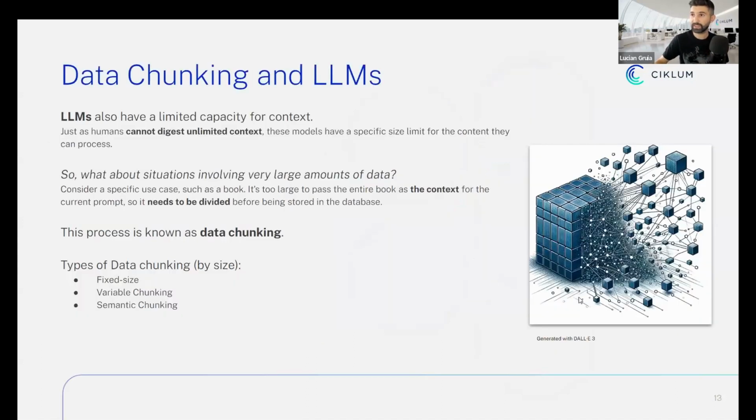Now, before moving forward, let me quickly introduce some fundamentals about data chunking, because you constantly hear about it: fixed data chunking, semantic data chunking. So what is data chunking, and why do we need it to build RAGs and to interact with LLMs? You probably hear everywhere that large language models have a limited capacity for context. It is exactly how the human mind works, right? You cannot digest unlimited information.